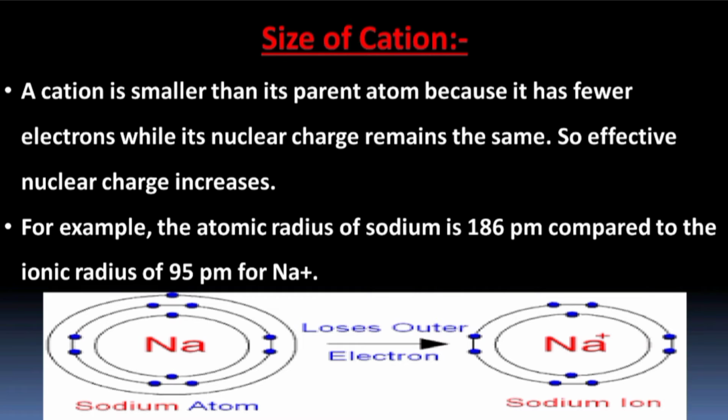So, effective nuclear charge increases. Cation is formed by loss of electron. The number of electrons decreases in the cation, so there is an increase in effective nuclear charge. For example, the atomic radius of sodium is 186 picometer as compared to the ionic radius of the sodium positive ion, which is 95.